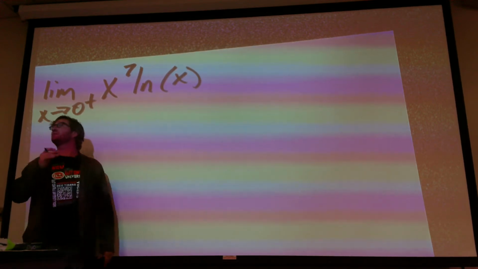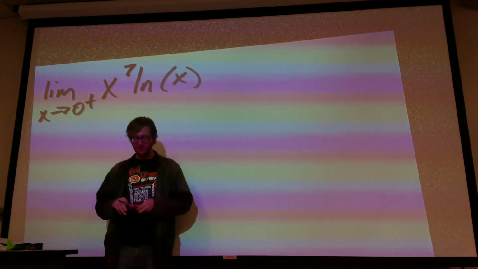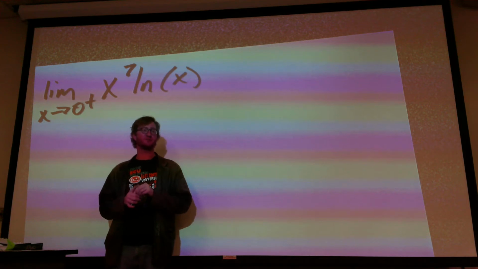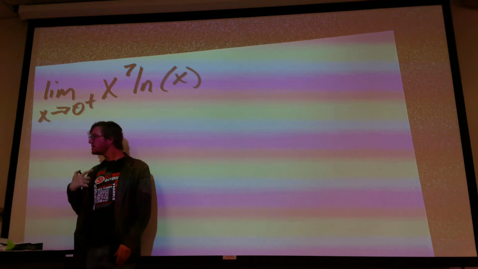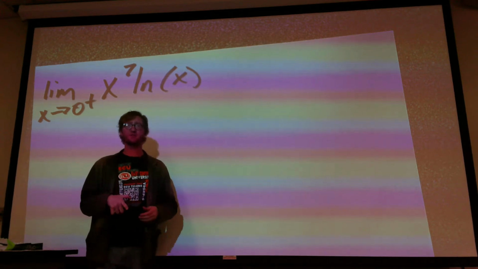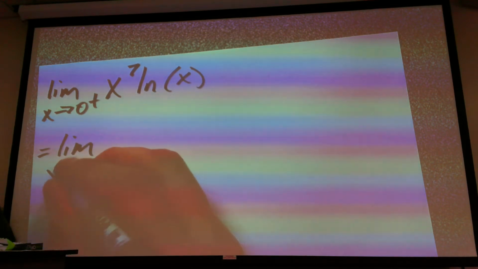Right? But we want to do L'Hopital's rule on this. But you have to remember that L'Hopital's rule only works if you have a fraction that is of the form 0 over 0 or infinity divided by infinity. So what we're going to do is we're going to force this to become a fraction so that we can then apply L'Hopital's rule to it. Okay, so that would be the limit as x tends towards 0 from the right of the natural log of x divided by 1 over x to the 7th.